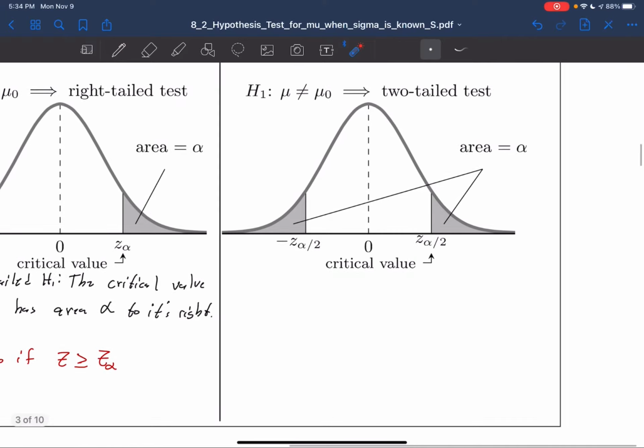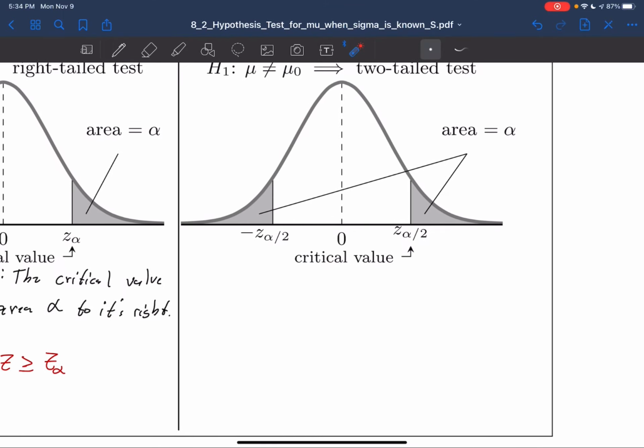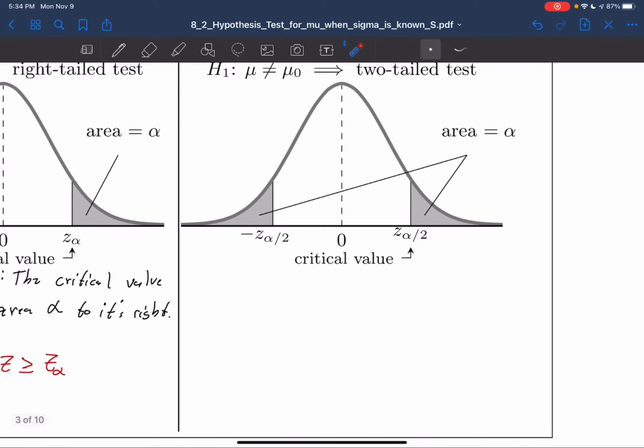Okay, what about when we're dealing with two-tail tests? You know it's a two-tail test when mu is not equal to some value, mu sub naught. So this is our alternative hypothesis. Actually, our critical values will be in the location where if we take the area to the left and the area to the right of these two values and add them up, they're going to equal alpha, where again alpha is just our significant level.